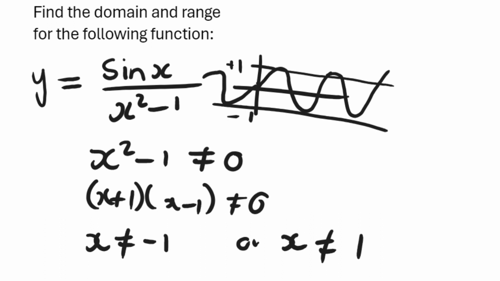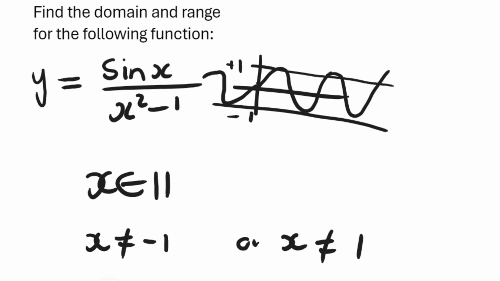Now sine x will continue. There's no restriction for sine x. This means we take the domain of sine x and combine it with the domain that we got from the bottom function here, and say x is an element of all real numbers, but x can never be minus 1, and x can never be 1. You exclude only those two. This is your answer for the domain.